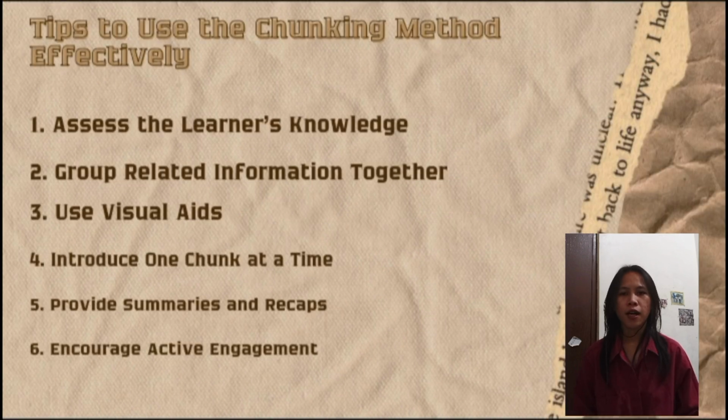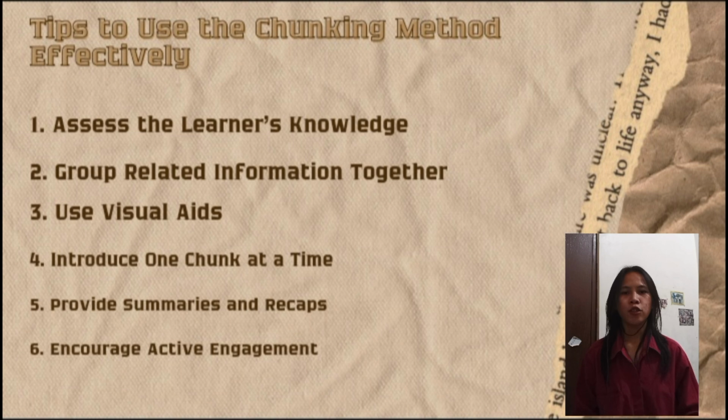So, number 1, assess the learner's knowledge. Before you break down a topic, find out what your students really know. This way, you won't waste their time repeating things they already understand, and you can teach them something new. So, number 2, group related information together. This means making sure the ideas in each chunk are related. Grouping similar things makes it easier for students to connect and remember the information.